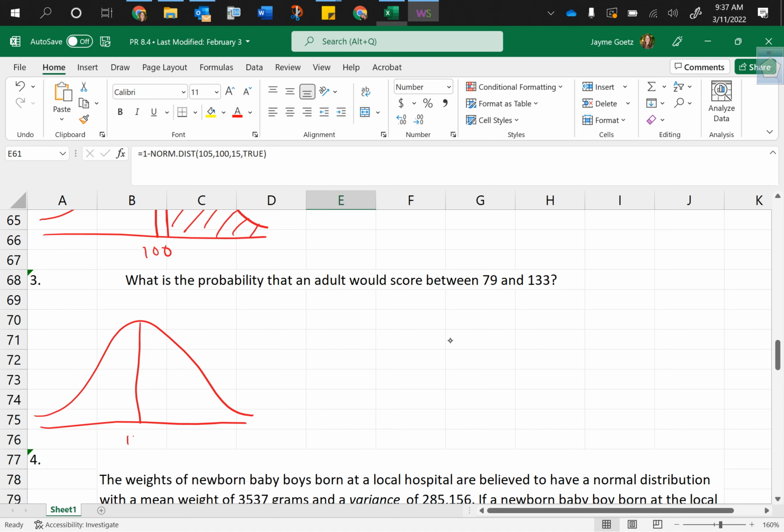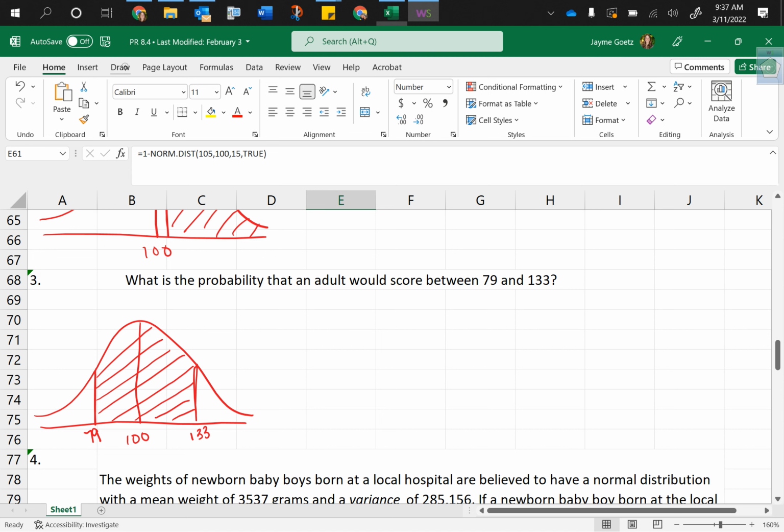Now, if you're one of those people that's like, I think 79 might be a little further to the left, it's just a sketch. It's okay if it's not 100% accurate. You're just trying to get a visual to help you understand which formula to use. So I want this information right here. I want to know what's the area between those two values.